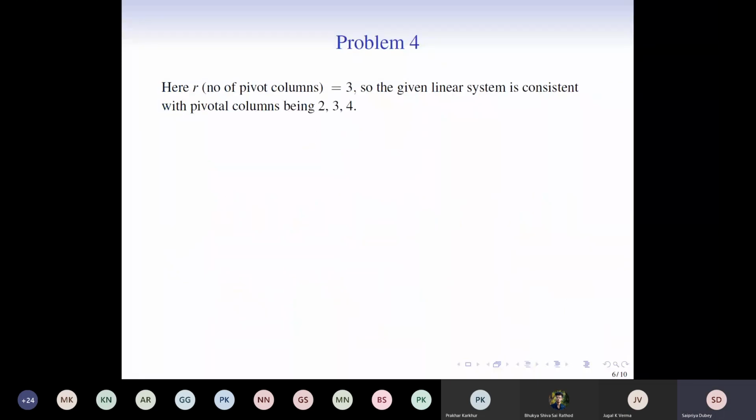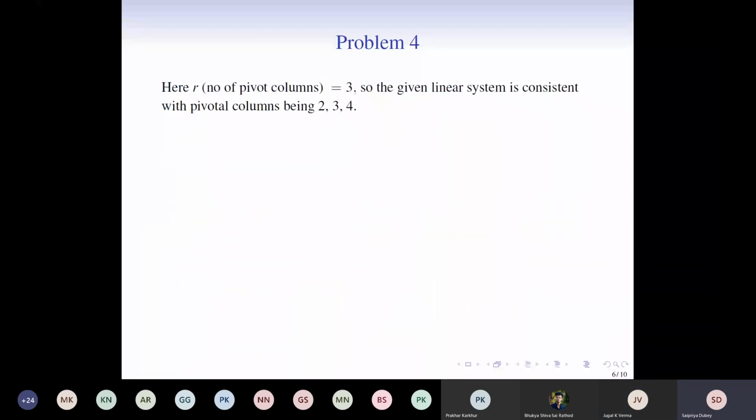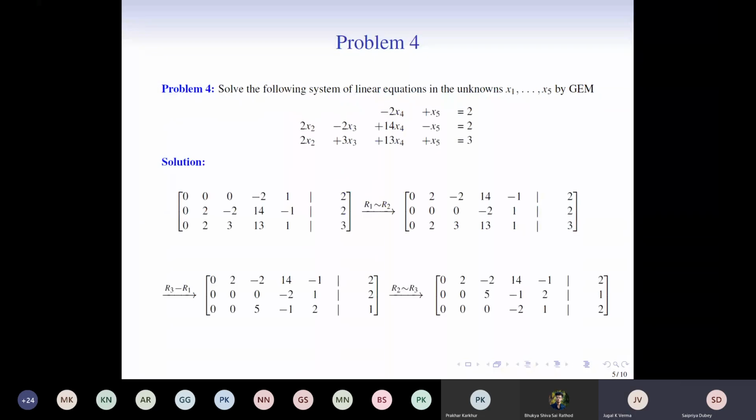So the given linear system is consistent. Here it is given to you to solve, so you have to check the consistency also, that whether you can solve it or not. It is consistent, and the pivot columns are 2, 3, 4. Why is it consistent? Because beyond B3, nothing is there. So beyond B3, everything being equal to 0 is trivially satisfied in this case.